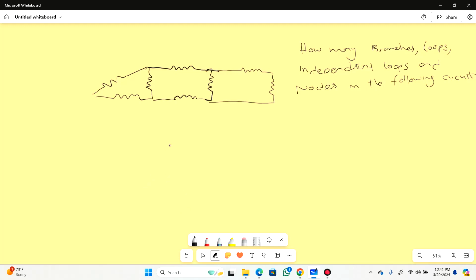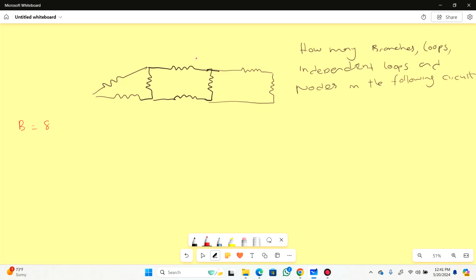So in this case, let's start with branches. You notice that a branch is a circuit element, and hence we have this circuit element here, this one here, this one here, this and that. So you have 1 2 3 4 5 6 7 8. So meaning I have 8 branches. Just going to say b is equal to 8.